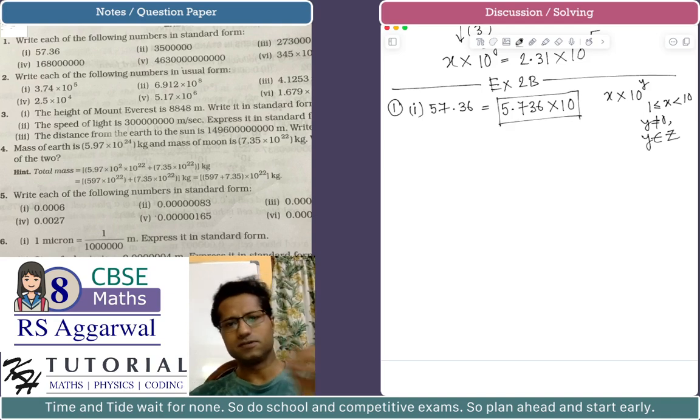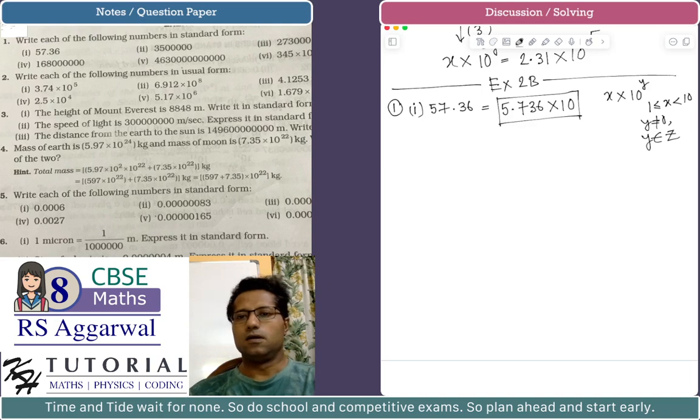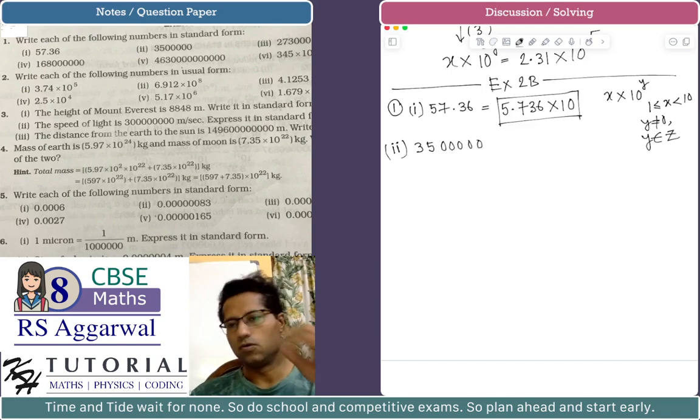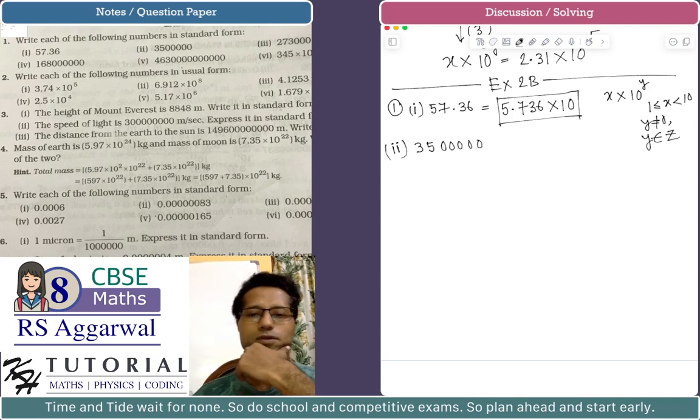So some examples will be very trivial. You can do it manually, without following the steps or algorithms that I have discussed. For part 2, we have 3, 5 and 5 zeros. Now this is a good, large number where you can apply my logic or steps of expressing it in standard form.